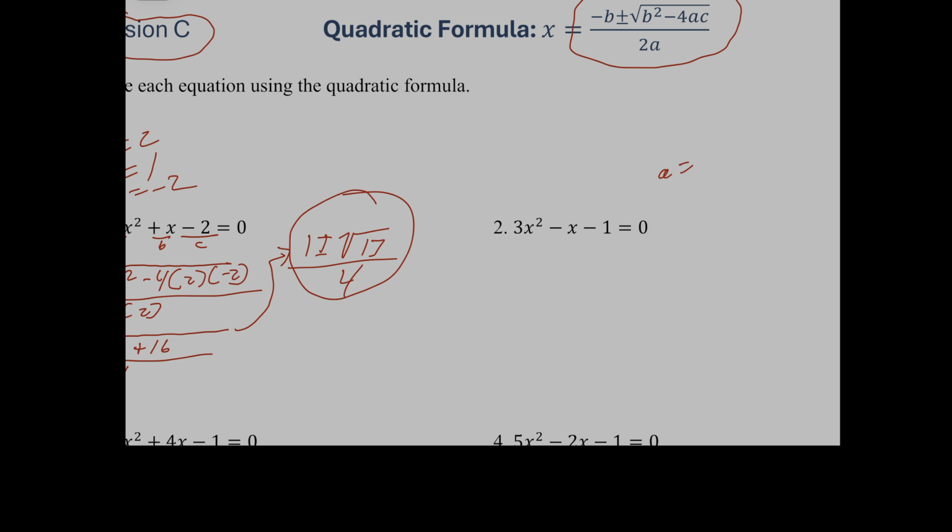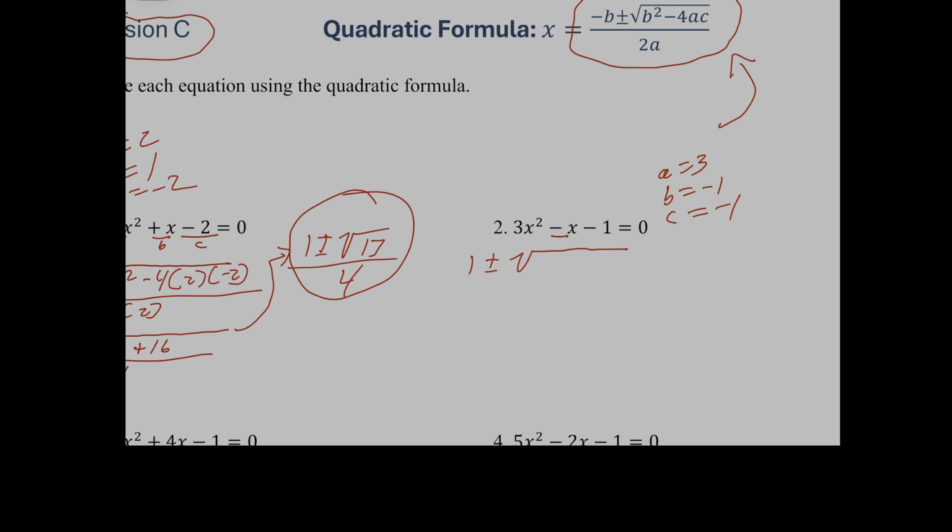What's my A on this one? A is 3. What's my B? Now, it's a negative in front, pardon me, so it's going to be a negative 1. And the C is also going to be a negative 1. Now, let's plug all that into that. Opposite of B, that's a plus 1. Because it was a negative 1, now it's going to be a positive 1.